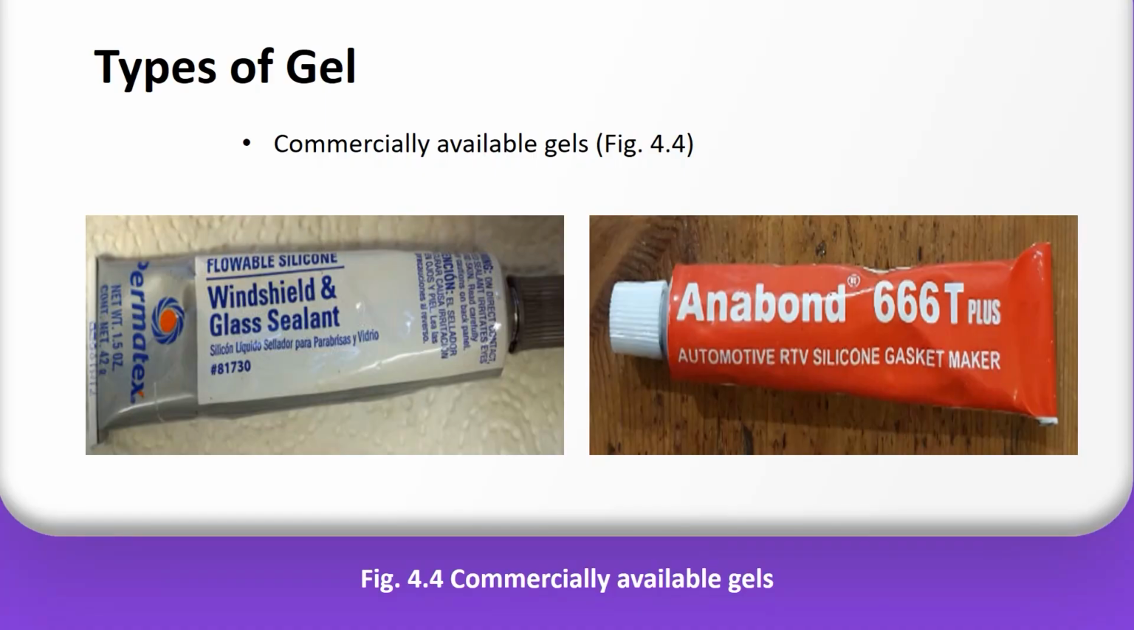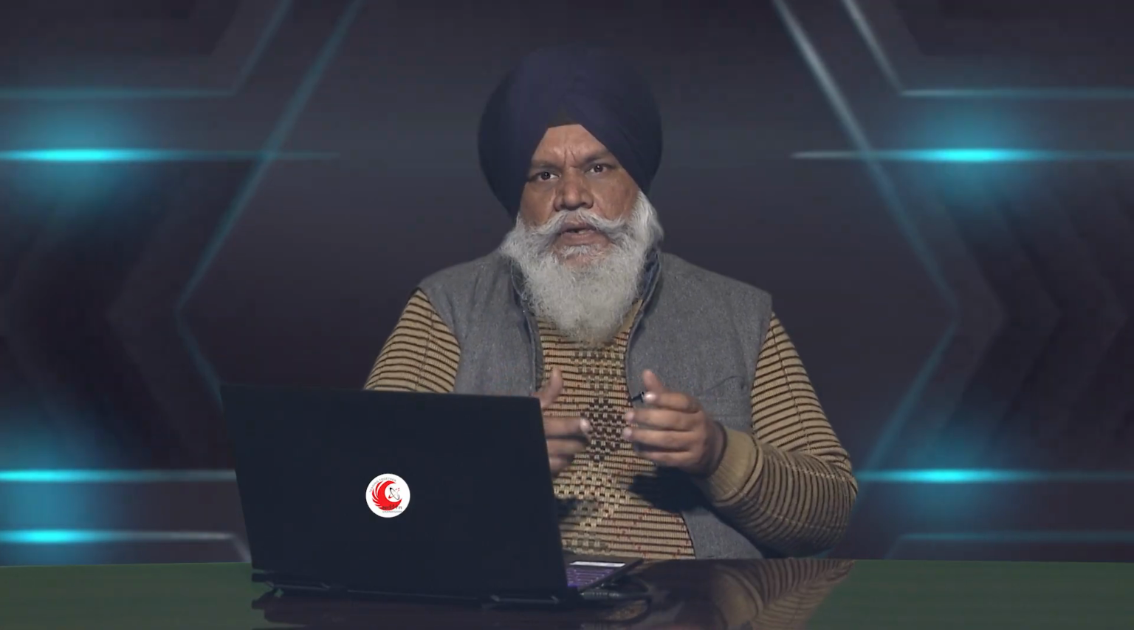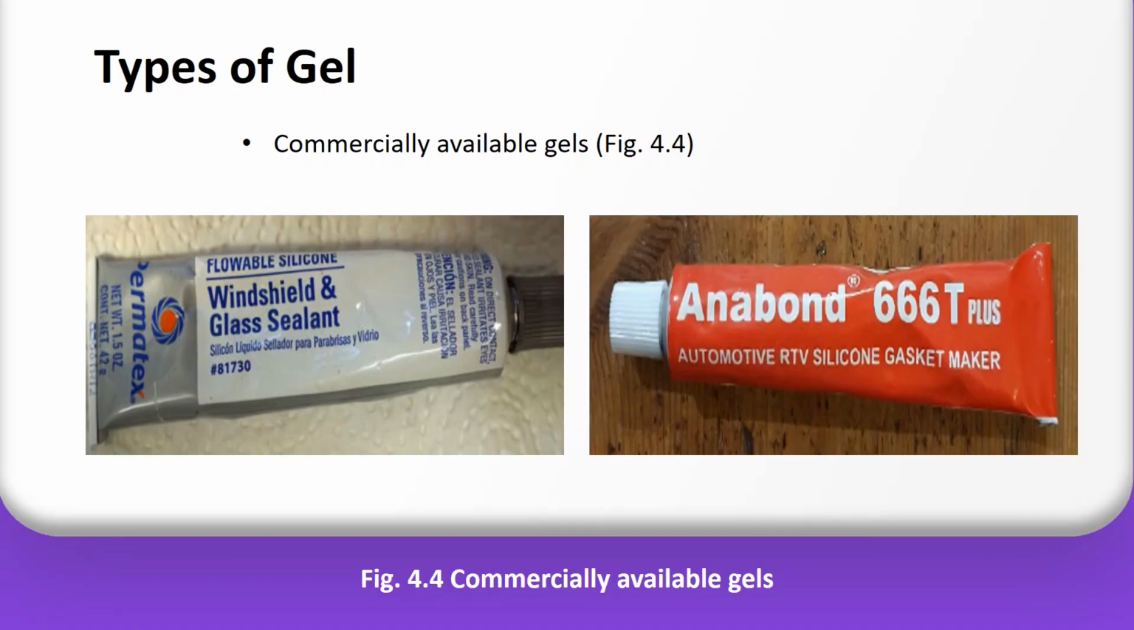Now this is a typical example to understand what type of gels we can use. One of the common examples that I gave is that we can even use our toothpaste to print within this process. The idea is, suppose I squeeze the paste, and the paste comes from one end of the tube, right? It has an expansion along the length, but along the width the expansion is controlled. So I need a gel type material which behaves like this. I have put two examples: one is the windshield glass sealant and another is the Anabond 666T plus.